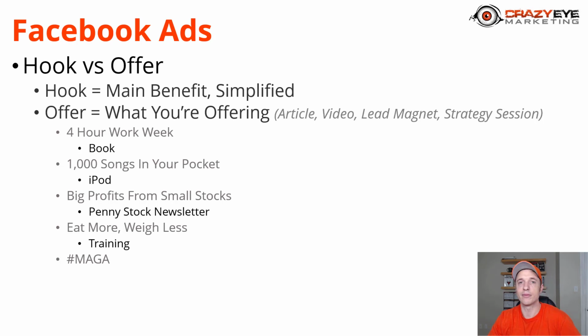And then we have hashtag MAGA, Make America Great Again, and this was for presidency. So as you can see right here, the hook and offer can work with most any type of offer, everything from selling a book to a newsletter to an iPod to a training to presidency. All advertising efforts usually have some sort of hook and some sort of offer, so that way you hook somebody in and then you show them what you're offering, right?